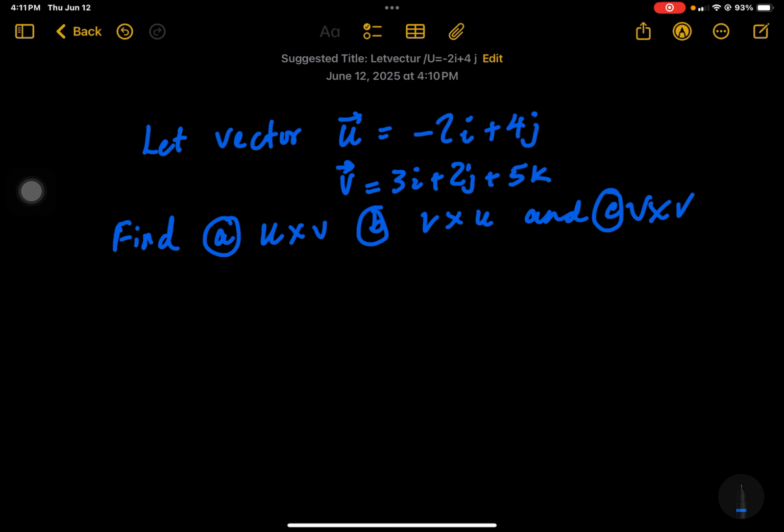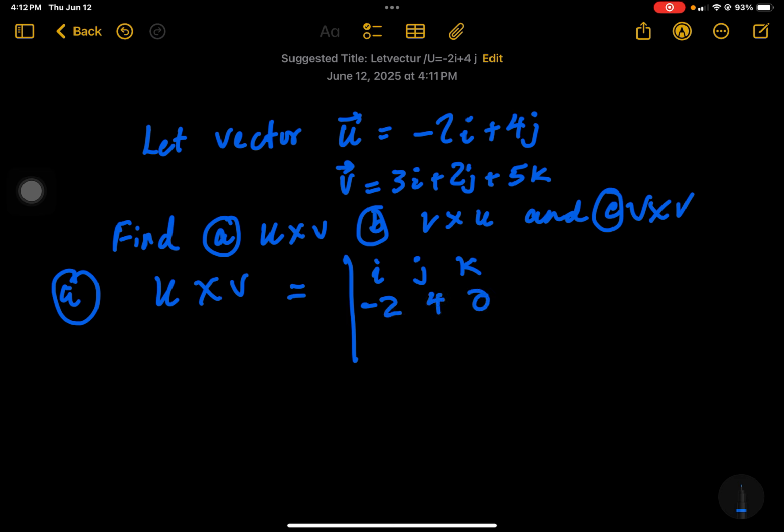Okay, so we are going to solve this problem. The first one is u cross v, the cross product of vectors u and v. This is given by the determinant with i, j, k, and for u it is minus 2, 4 and 0, and for v it is 3, 2 and 5. Basically I'm writing the i, j and k components of each vector. The second line is for u, the third line is for the vector v.